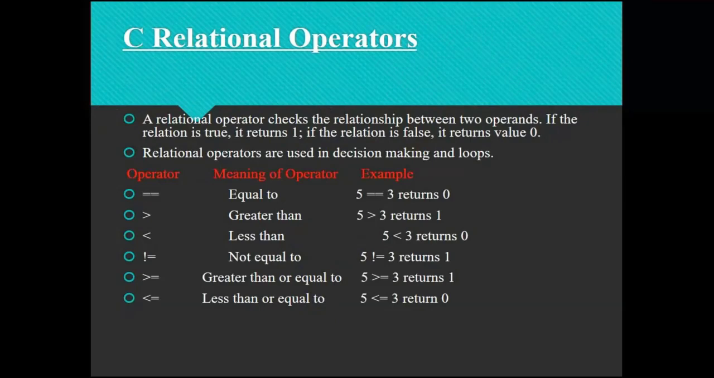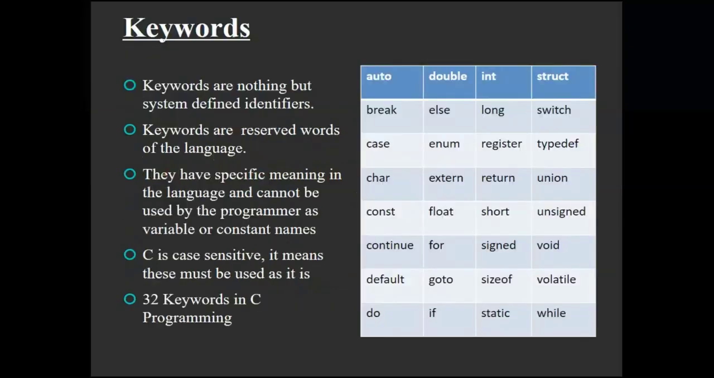In C, there are some relational operators. A relational operator checks the relationship between two operands. If the relation is true, it returns 1. If the relation is false, it returns 0. Relational operators are used in decision making and loops. Some of the relational operators are equal to, greater than, less than, not equal to, greater than or equal to, and less than or equal to.